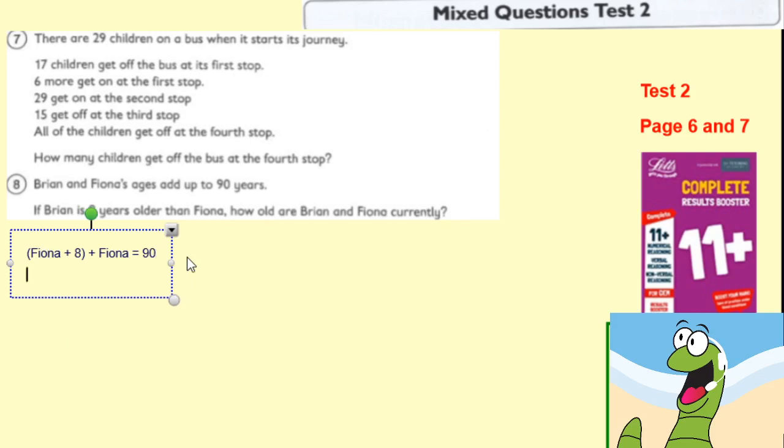So 2 times Fiona's age. So Brian equals 2 times Fiona's age plus 8. Okay, because we don't quite know what they are yet. Totals 90 years. Equals 90 years.